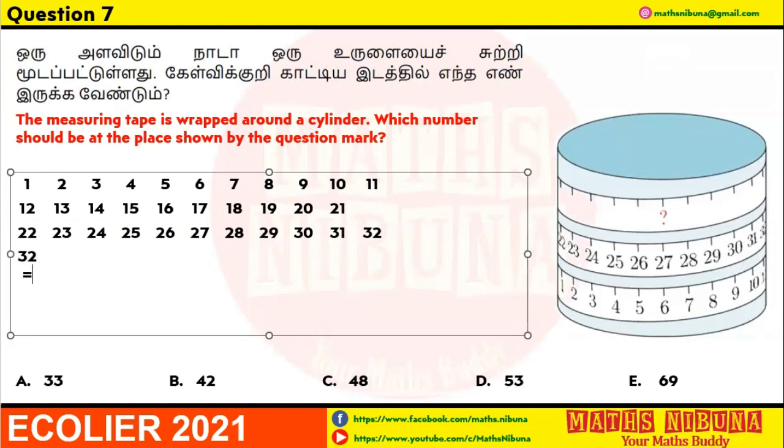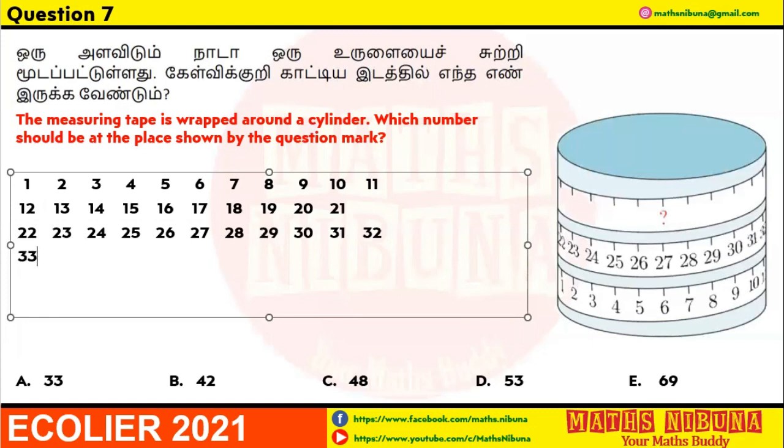Oh, sorry, 33. Okay, 34, 35, 36, 37, 38, 39, 40, 41, 42. You cannot go to the next line. It must stop here because the second row stops at 21. There is no more number here. Then this also has to stop at 42.